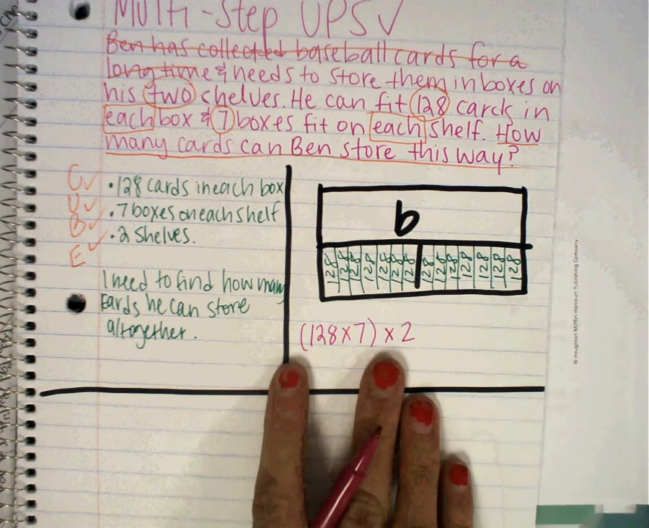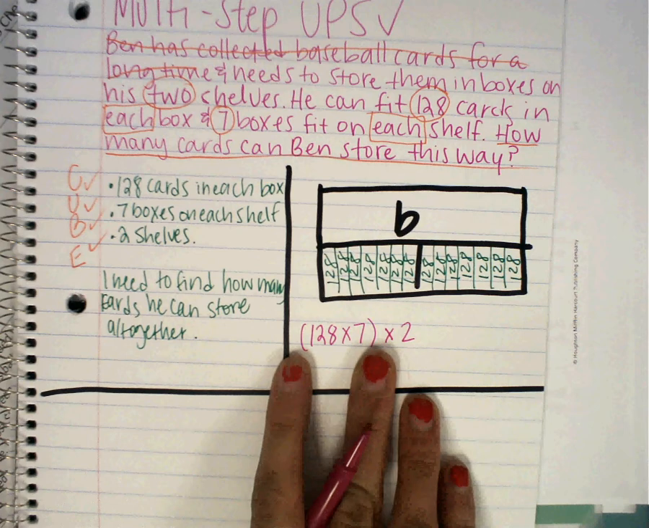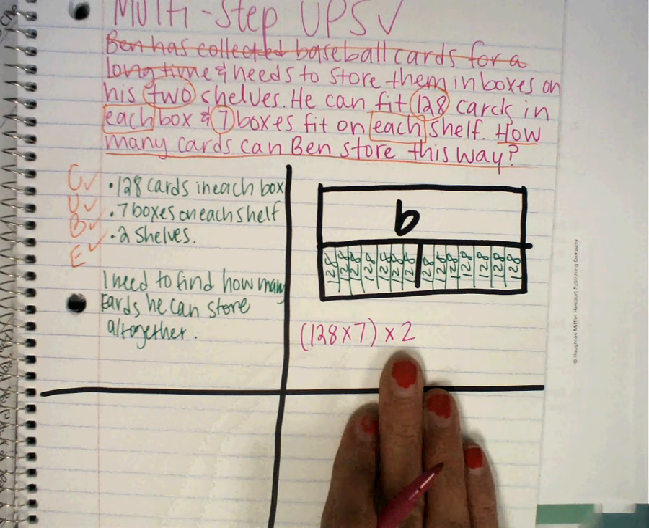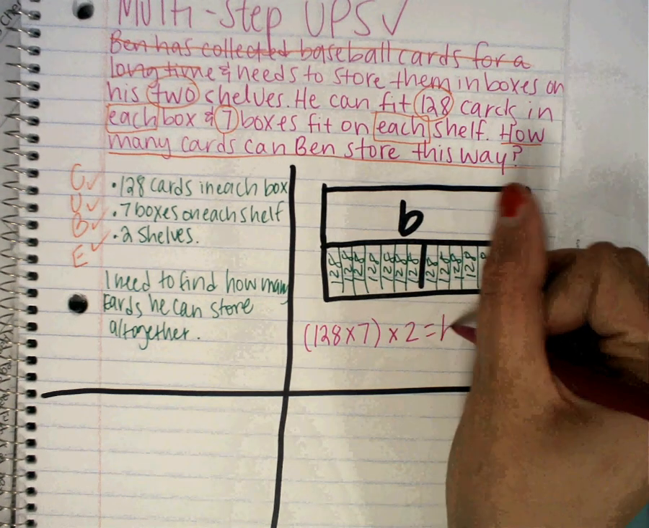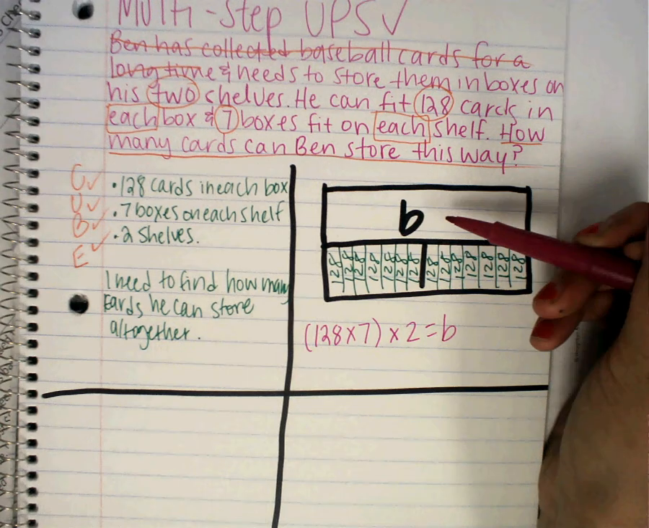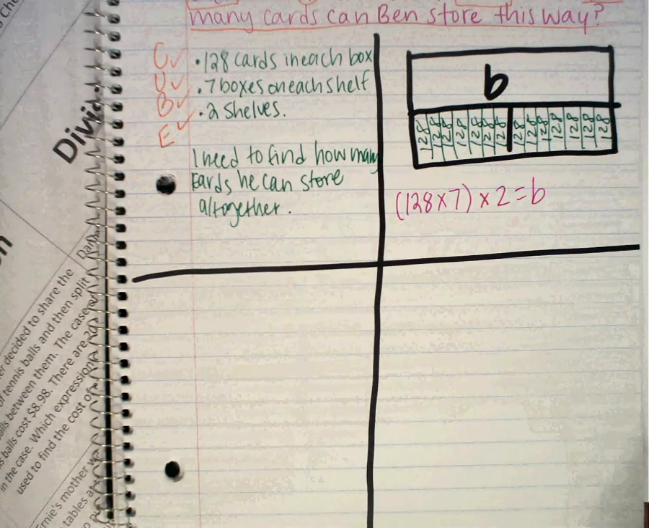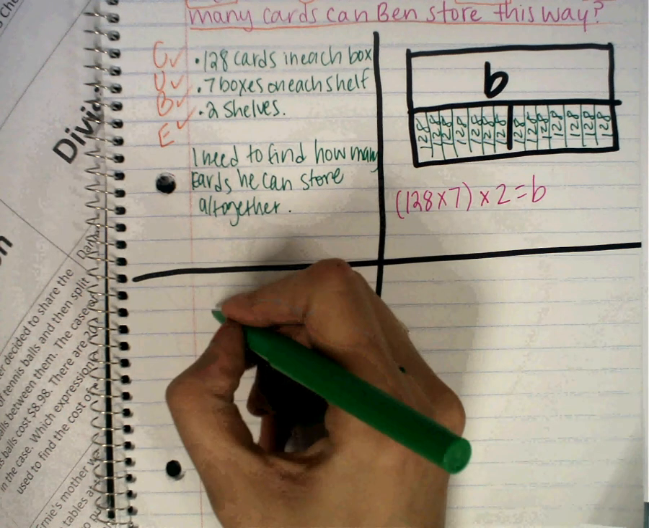So whatever I get here, remember in the parentheses is usually what you need to do first to get an answer. Once you get that answer, then you can do whatever else they're asking you to do, which is multiply by 2. And once I do that, I will figure out B, which is how many baseball cards there are in all. Okay? So let's go ahead and do that. Let's come down here. Let's solve in blue. Let's do green. Okay, let's do 128 times 7.